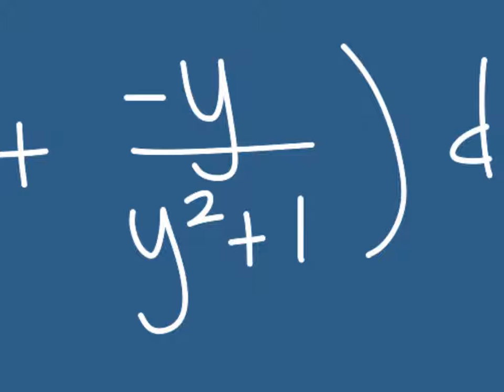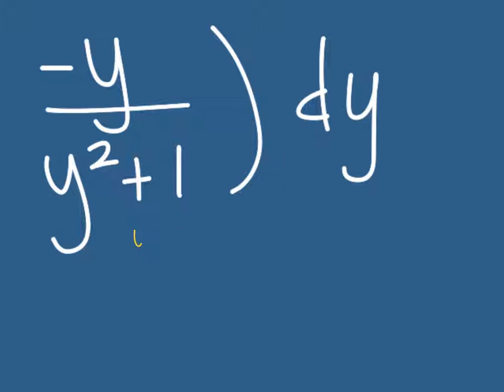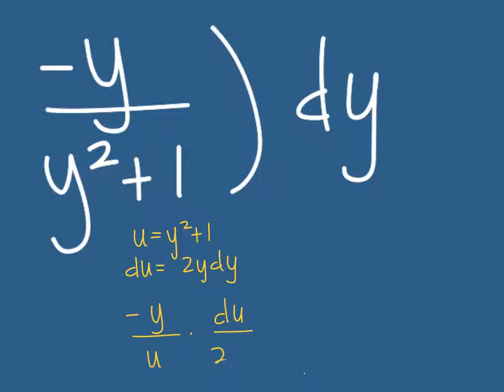Okay, I need its own u substitution, just for this little guy. What will u be? y squared plus 1. What will du be? 2y dy. What's going to happen when I substitute? Okay, it is going to reduce. So when I substitute, I will have negative y over u times du over 2y. So what happens to the y's?